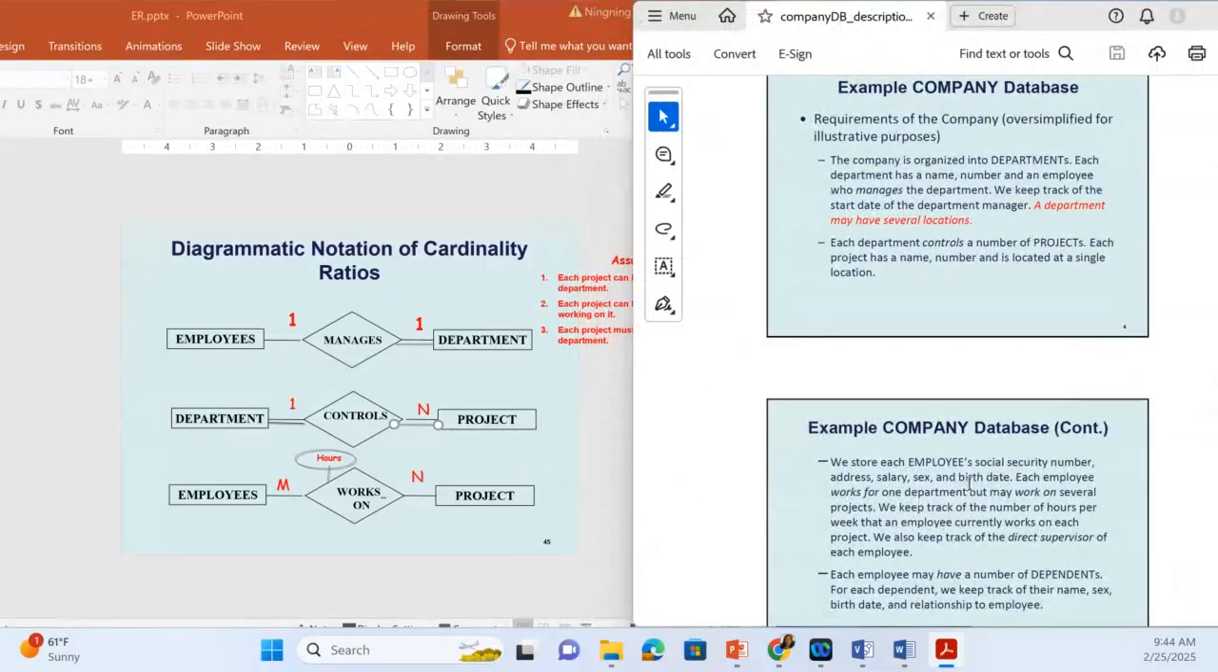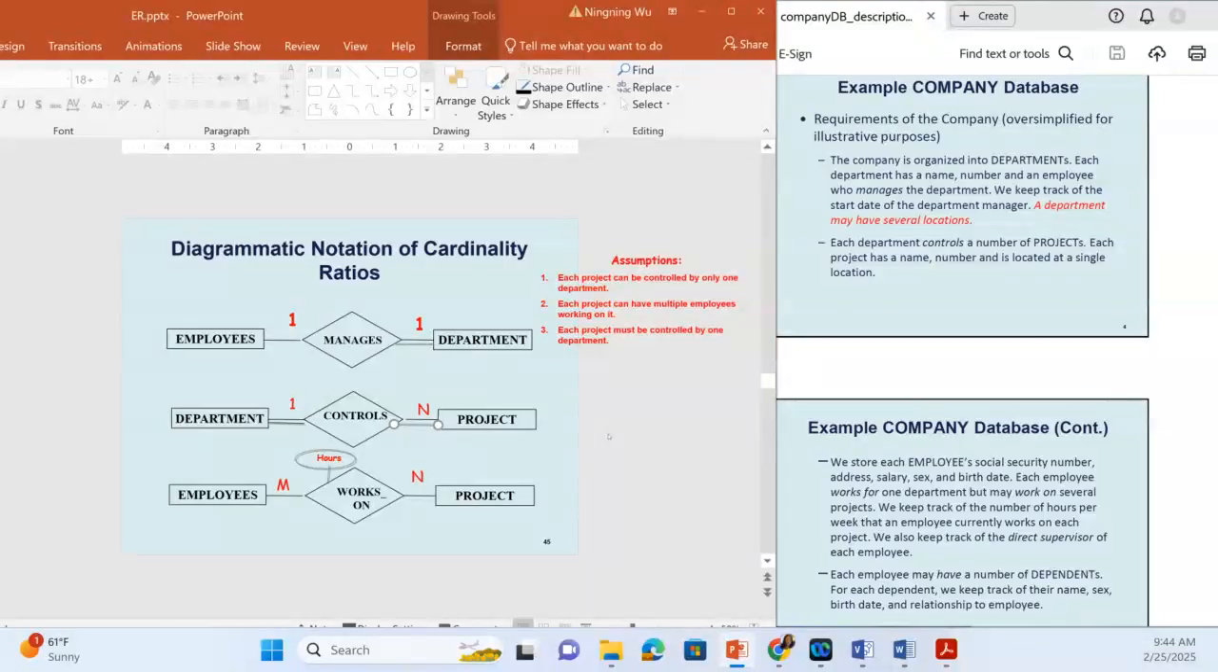So it says that each employee has social security number, address, and so on. Then each employee works for one department and then may work on several projects. May. So I don't know. This may mean that they may work on one or several projects, or they have to work on some projects. So for the participation of the employee in the works on relationship, we are not really able to clearly infer it.